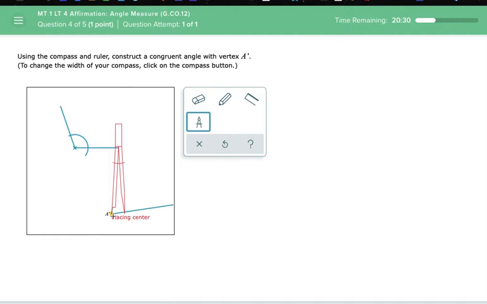I go down here, I do the same thing. I'm going to draw an arc, and I'm going to kind of estimate where it's going to be. So I'm going to make it maybe a little bit bigger than what I have. Now what I'm going to do is measure the distance between those two sides.